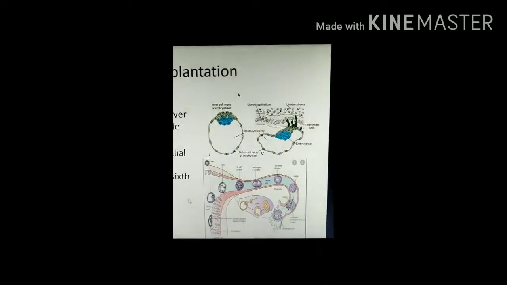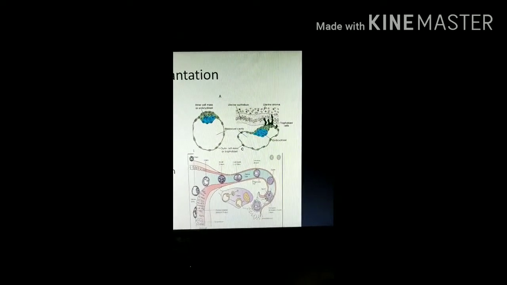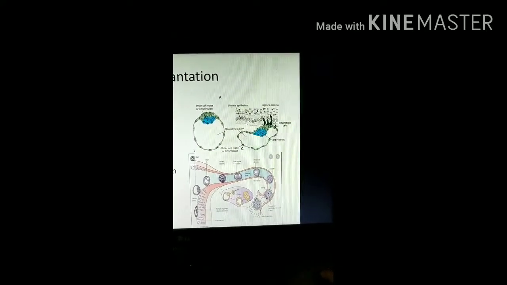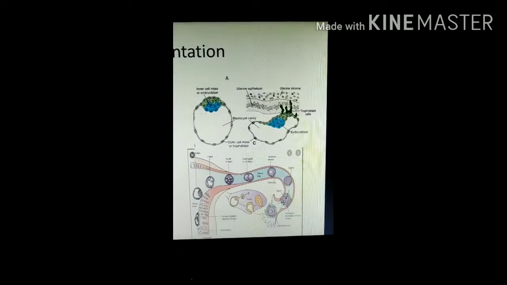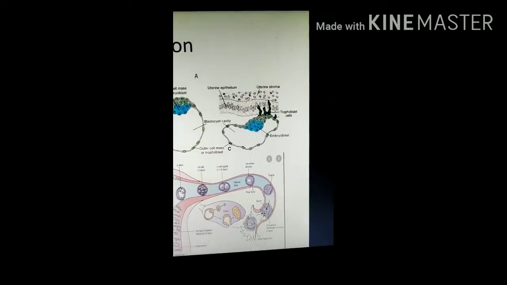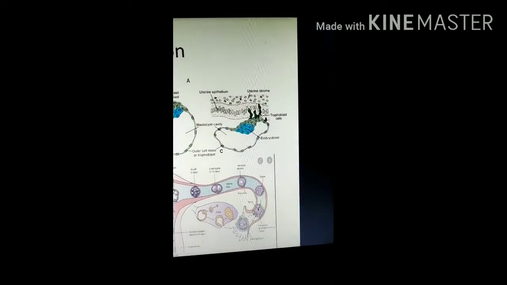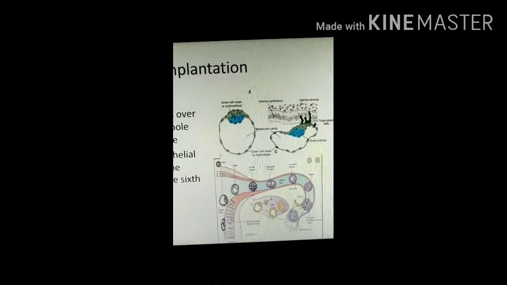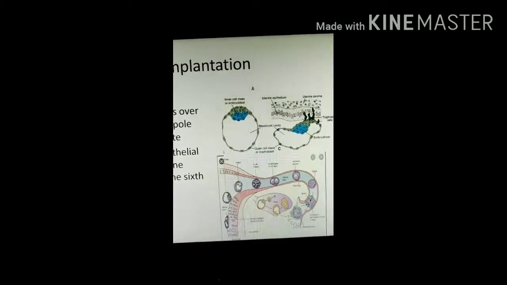There is a question: which pole of the blastocyst can touch and embed in the endometrium? The embryonic pole. Which layer? The outer layer, the trophoblast, can erode and continuously embed in the endometrium of the uterus. This is the embryonic pole, and this is the trophoblast. They can touch and gradually embed.